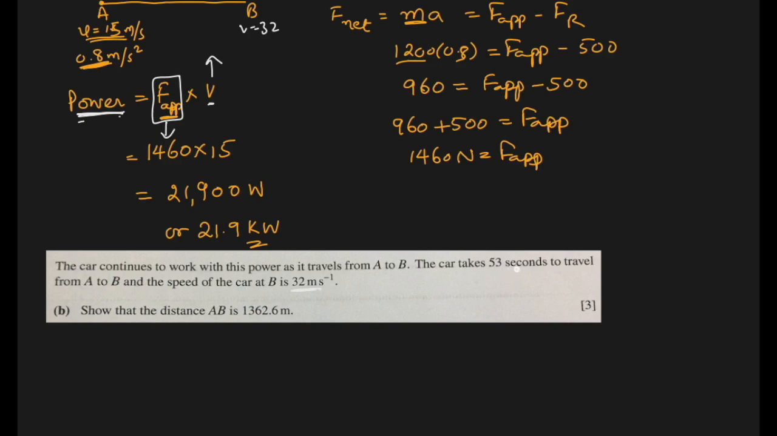The car takes 53 seconds to travel from A to B. So time is given to us. Time is 53 seconds. Okay, and the last velocity is 32 meters per second. Show that the distance AB is 1362.6. Okay, so let's do what? Let's use the energy formula again.